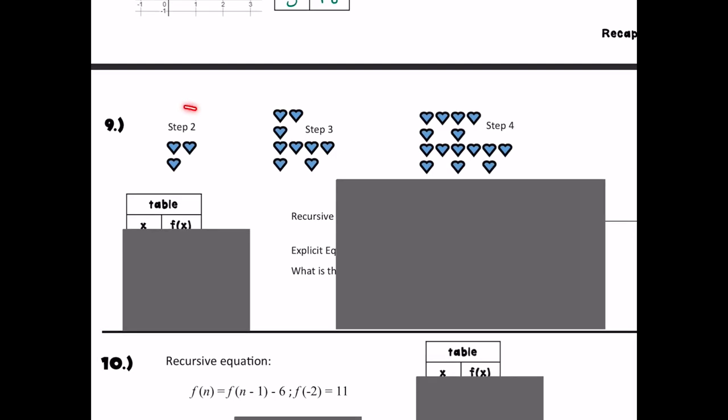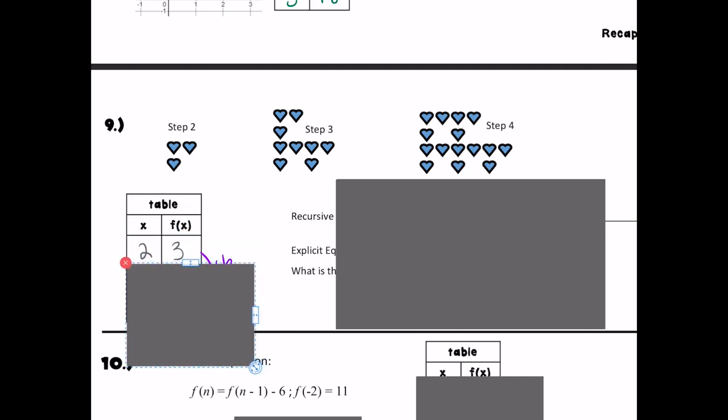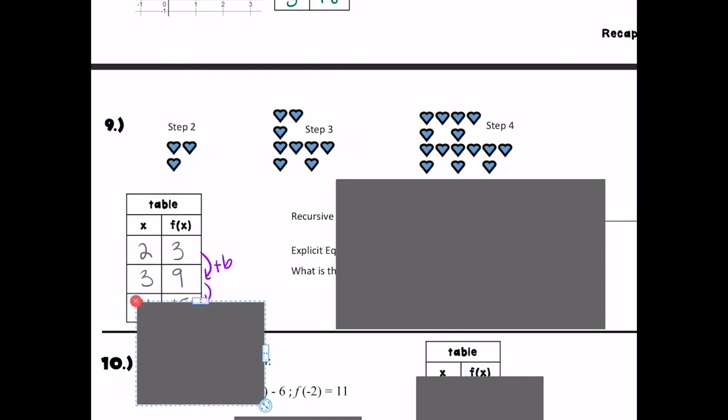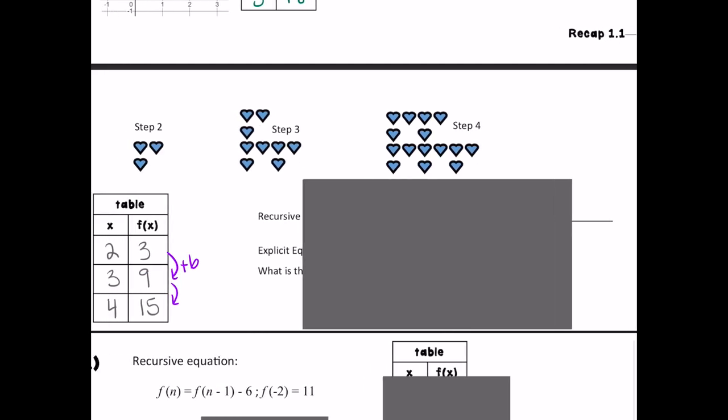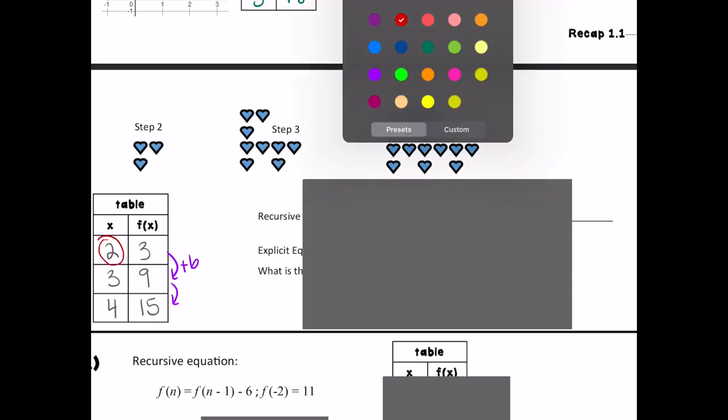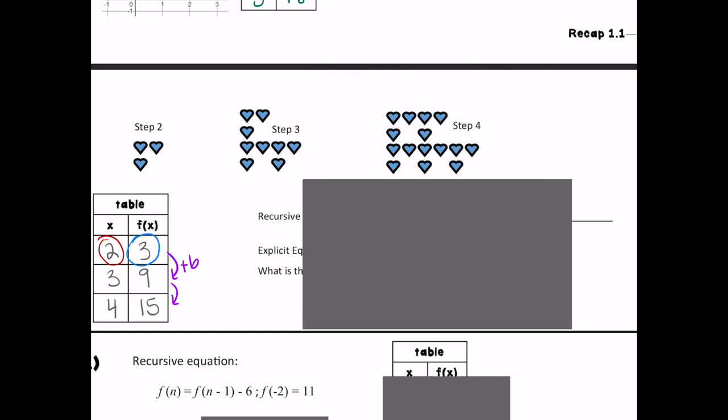All right. Now we have an image problem. So look, this says step 2 with 3 hearts. So when I fill out my table, step 2, 3 hearts. Step 3 has 9 hearts. Step 4 has 15 hearts. So that's how I fill my table, which means I'm adding by 6 as we go down our table. I also need to note that our start time is this 2 here that we started with, and the 3 is our start number because that's the number of hearts we started with.